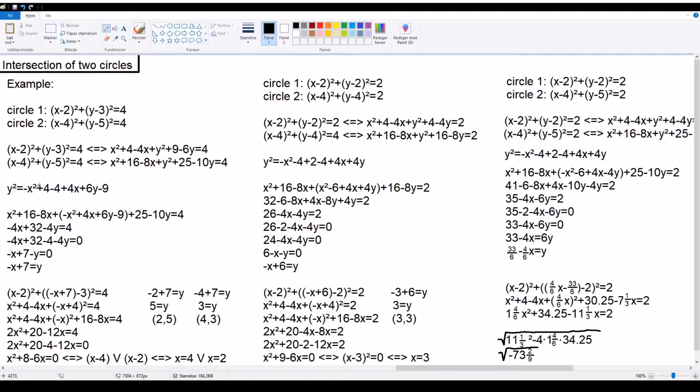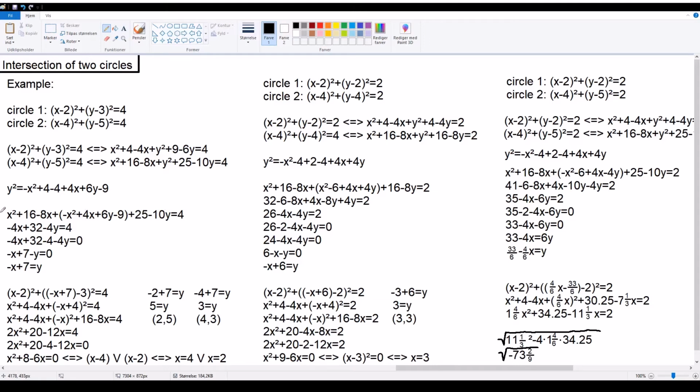Then you will notice that there's a y squared in both of these equations, meaning that you can take this entire thing, which equals y squared, and essentially put all of it where y squared was before in this equation here. So you end up with x squared plus 16 minus 8x plus, in brackets, negative x squared plus 4x plus 6y minus 9, end bracket, plus 25 minus 10y equals 4.